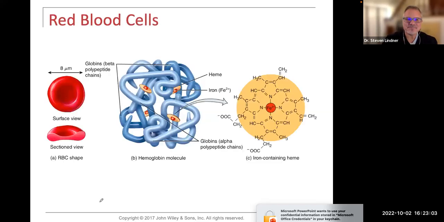How about that? So when we look at a red blood cell, it's 8 micrometers. Here's the biconcave disc. There's no nucleus. Now we see here the alpha polypeptide chain. This is the hemoglobin molecule. We see that there's heme, and then we see iron. Iron is typically Fe2+. That's typically how you'll see iron.